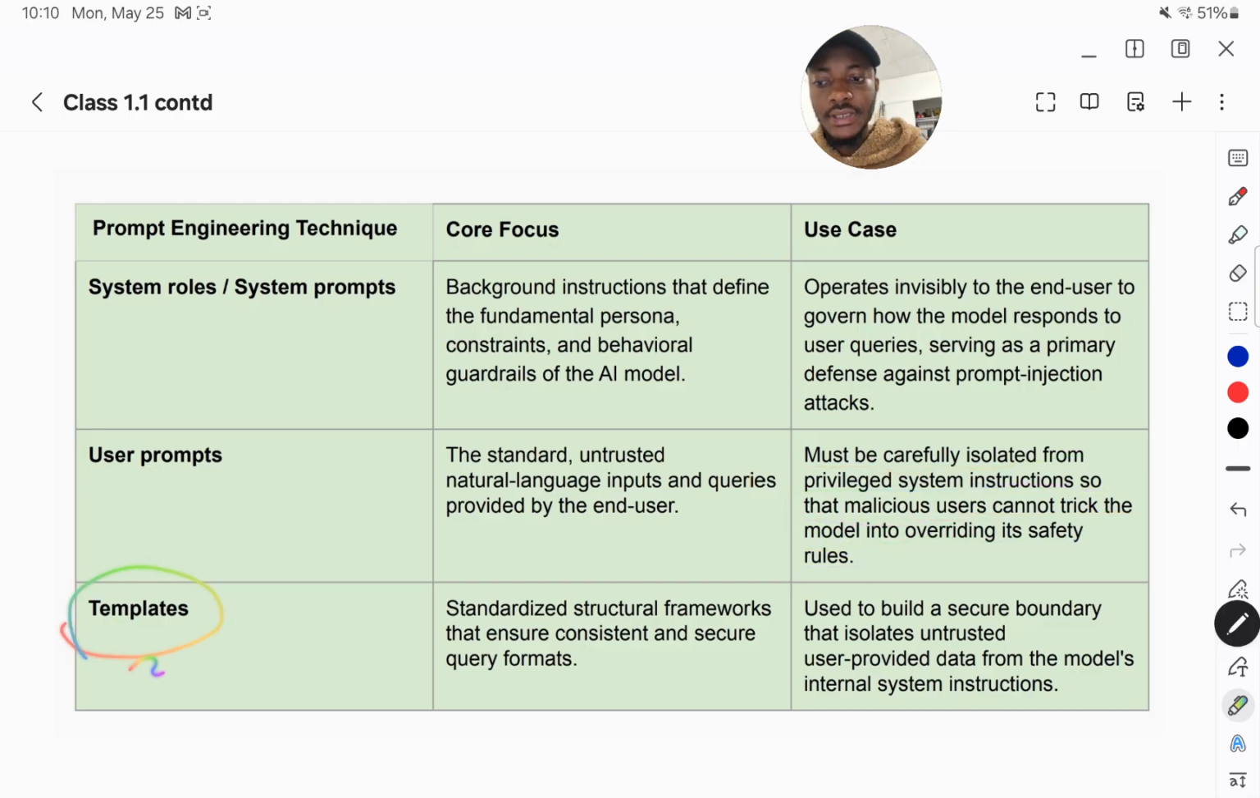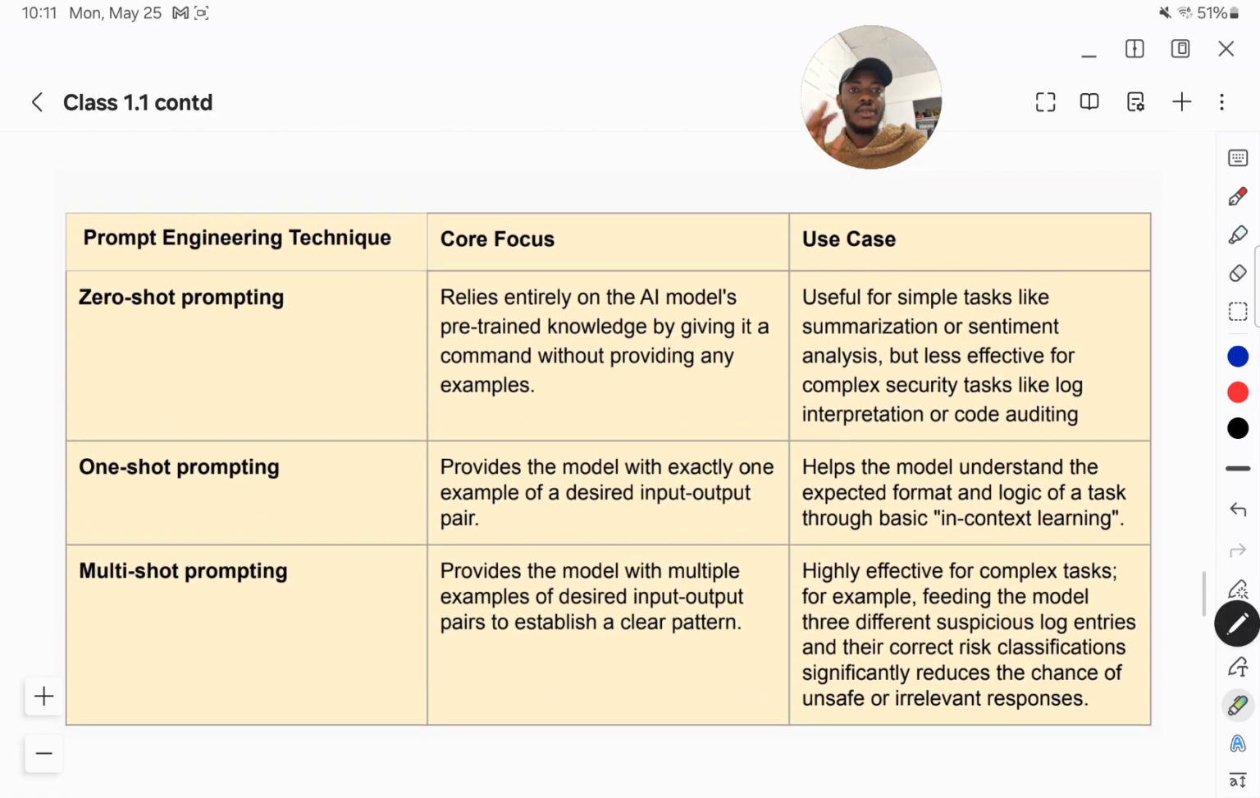Okay? And then templates are the final prompt engineering technique within module 1.1 of the basic AI related cybersecurity. So we have standardized structural frameworks that ensure consistent and secure query formats, right? Used to build a secure boundary that isolates untrusted user provided data from the model's internal system instructions. So just go over this in your free time, and you get the core difference between each prompt engineering technique, their core focus, right, which I've summarized here, and their use cases.